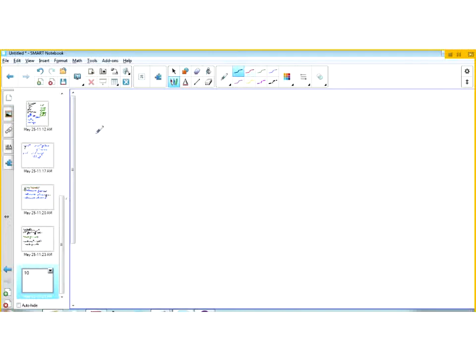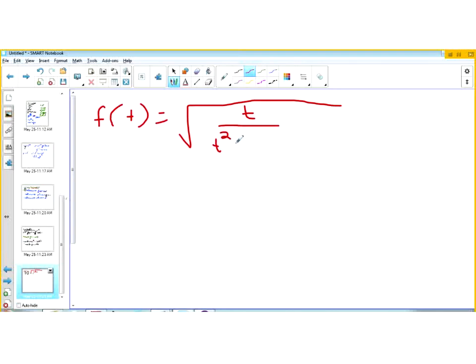How about we calculate the derivative with respect to t of this function, the square root of t divided by t squared plus 4. You can see that the outer function is the square root function, and the inner function is that rational function. I'll circle in blue the inner function.